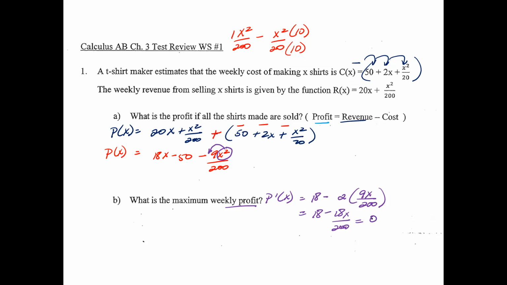You want to find the critical point of this, so let's go ahead and solve for x for the critical point. Subtract the 18 on both sides, you have a negative 18x over 200 equals negative 18 over 1. Cross multiply, you have a negative 18x equals 18 times 2 is negative 36, but there are 2 zeros, so negative 3600. And then divided by 18, x is going to give you a positive 200.